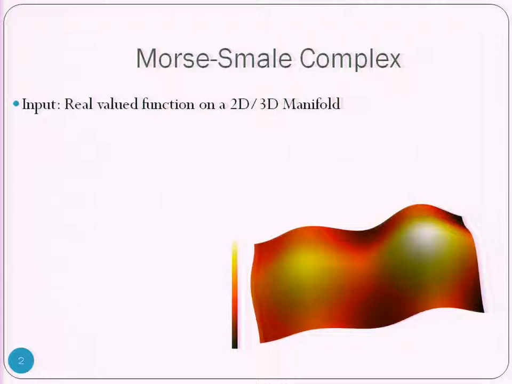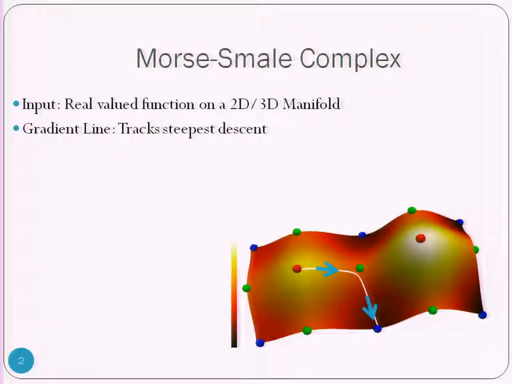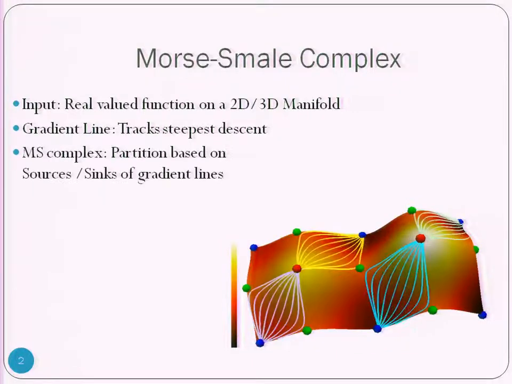And in this case, you see a function color map and shown as a height map over here. So it uses the concept of a gradient line. Basically, a gradient line is a line that tracks the path of steepest descent of the function at every point. And the Morse-Smale complex is then defined as a partition of the domain based on the sources and the sinks of these gradient lines.